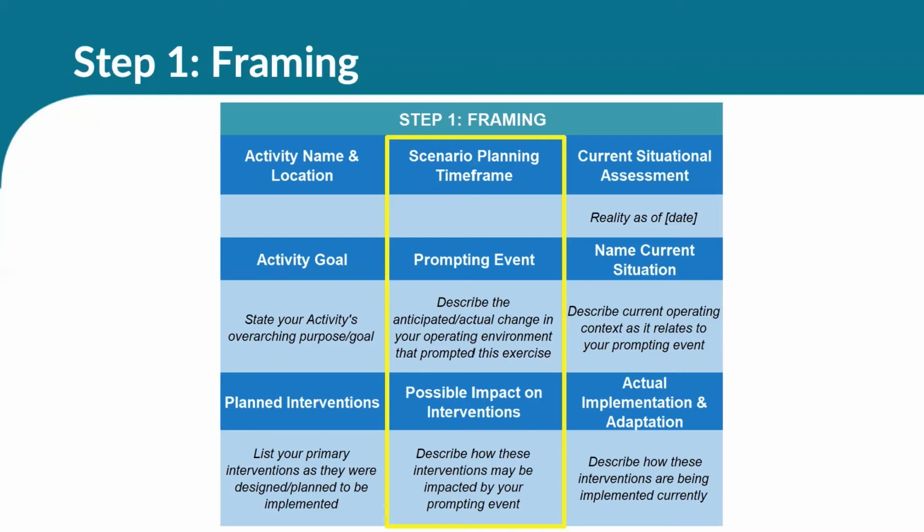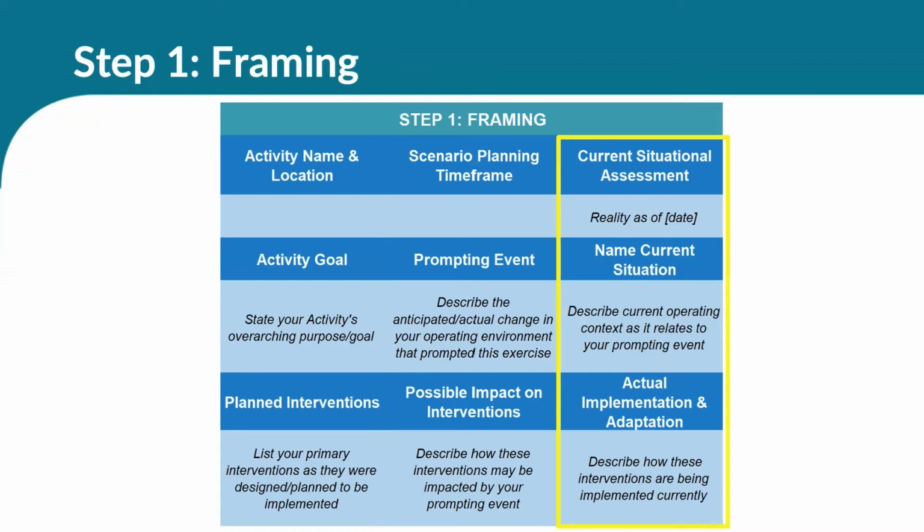Finally, in this column, document how each of your primary interventions, those listed in the first column, may be impacted by your prompting event. In the third column, describe your current situation. At the top, enter the date when you are beginning this documentation. Below the date, name or describe your current state. For instance, your team may be experiencing major disruption from a significant and unexpected prompting event, or perhaps your context and work are changing much more gradually. Finally, describe how each of your planned interventions listed in the first column are being adapted for your current conditions.